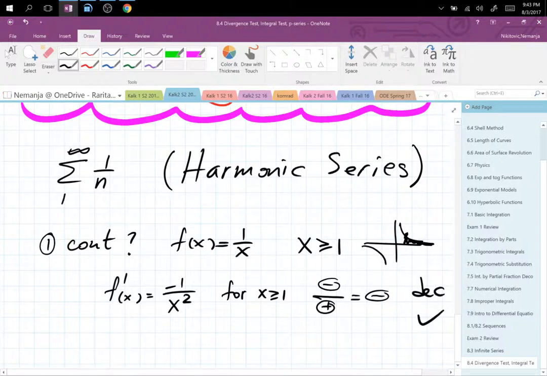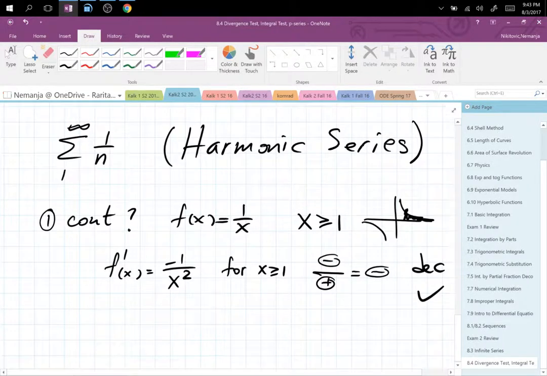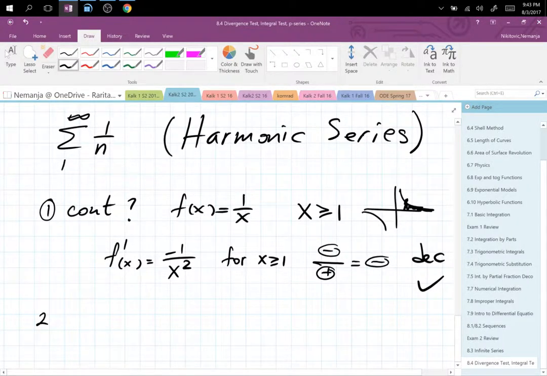So decreasing is proved. You can prove decreasing either through showing that the next term is smaller than the previous term, or you can do the derivative. I like to do the derivative because it's simple. Number 2. So continuous, is it positive? Oh, wait. Change the continuous into decreasing. All right, decreasing.